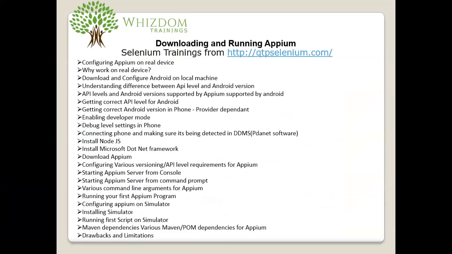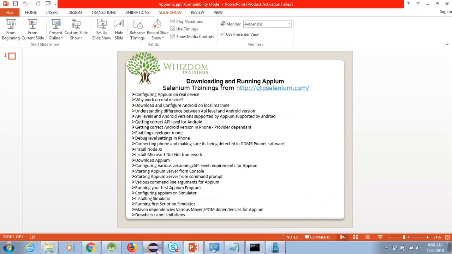Now moving next, we need to download a few more set of softwares. We have configured Android into our system. We have set the path variables and all that stuff. Even we have set the Android into our Eclipse. Now, moving to the next step, we'll be doing the Node.js installation, Microsoft .NET, Appium, and the supporting Appium jars.